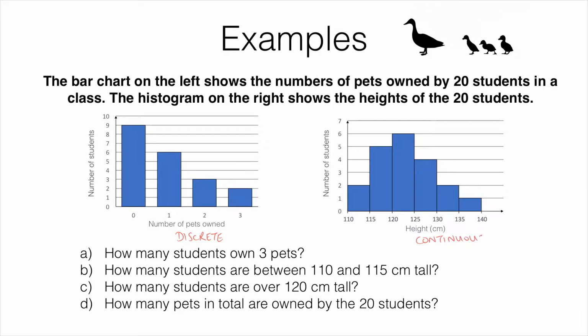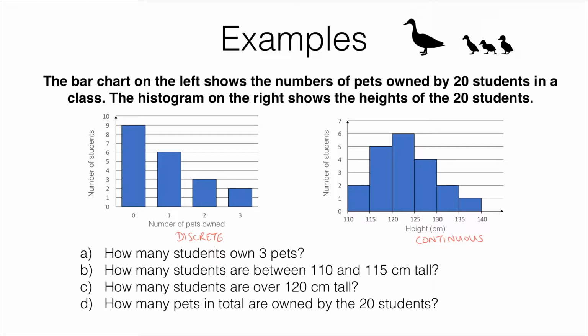Look at the differences between these two graphs. The most obvious difference is perhaps the fact that you have gaps between the bars on the bar chart, whereas we don't have gaps on the histogram. This helps to make it obvious when we're looking at the number of pets that you either have 0 or 1 or 2 or 3 or so on. You can't have 0.5 pets or 1.7 pets, for example.